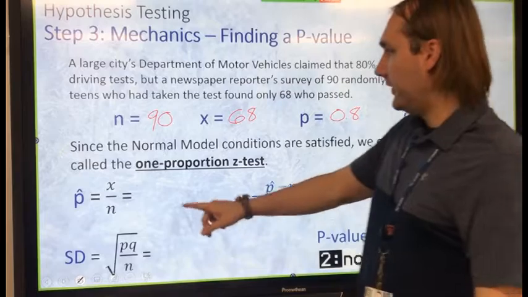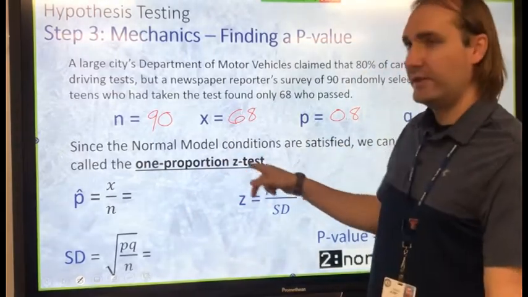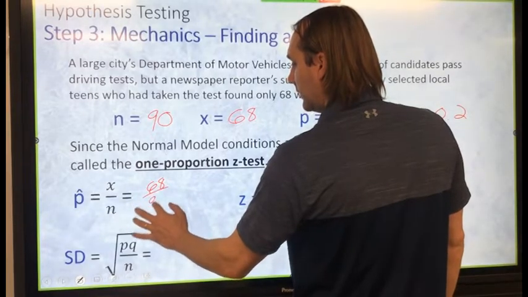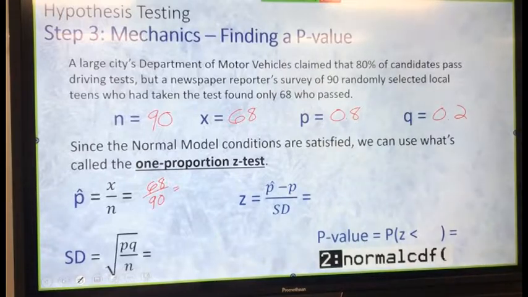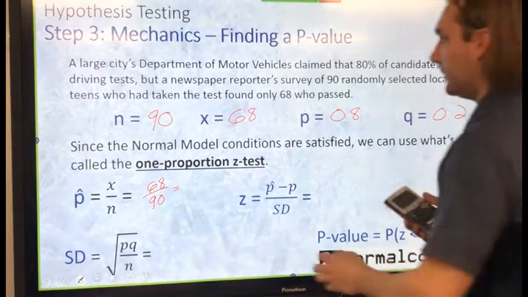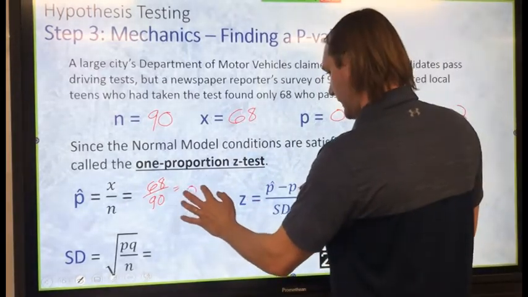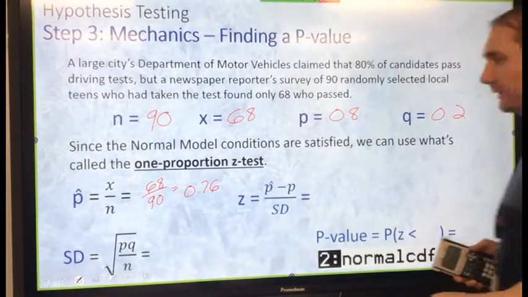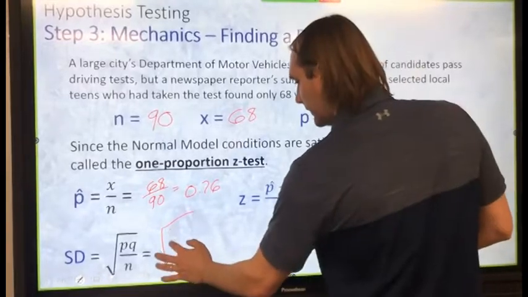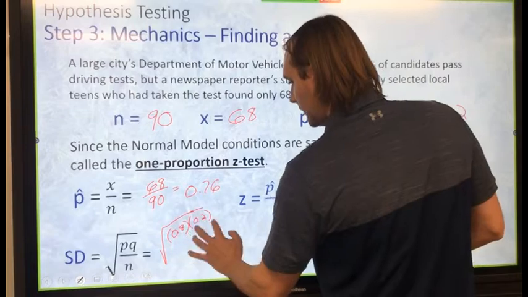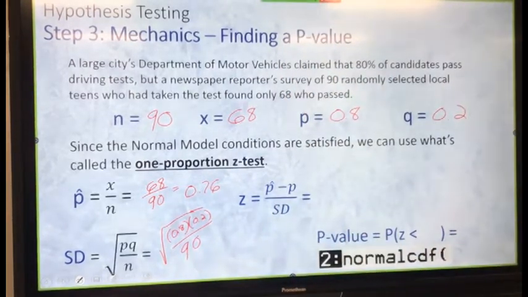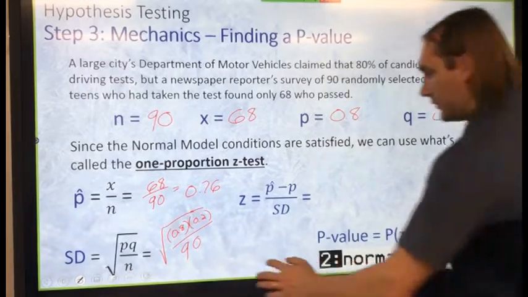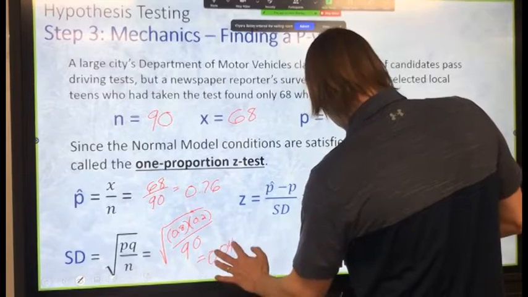So let's plug these into certain formulas here. Since the normal model conditions are satisfied, we can use what's called the one proportion z-test. Let's find our p hat, which is x, 68 over n, which is 90. 68 over 90 gives me 0.76. Let me find my standard deviation because I need that for my z value here. So it's the square root of p and q, 0.8 and 0.2, all over n, which is 90. So the square root of 0.8 times 0.2 over 90. You should get 0.042.